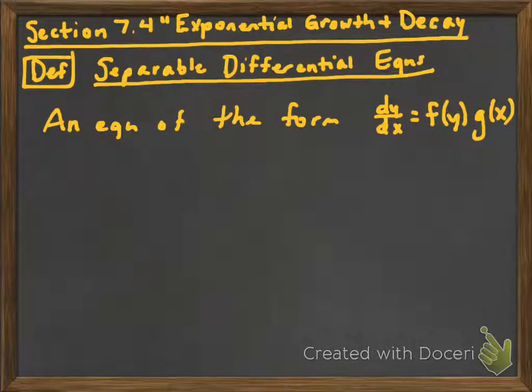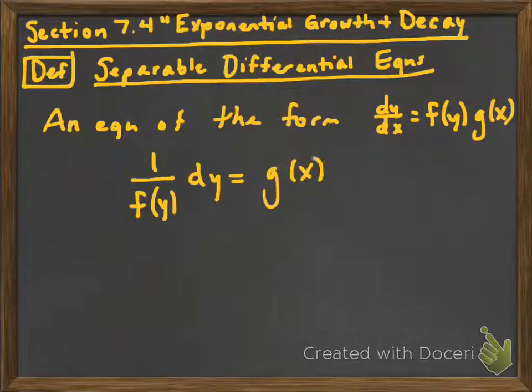All right, so not very familiar looking yet, and this is called separable, and I'm not going to go into all the details of it. I'm going to leave it at that. We separate the variables by writing it in the form, and I'm not sure how I feel about this, but we're going to go with it: 1 over f of y dy equals g of x dx.